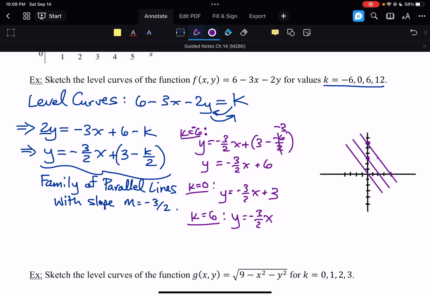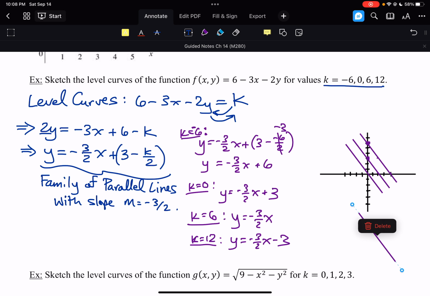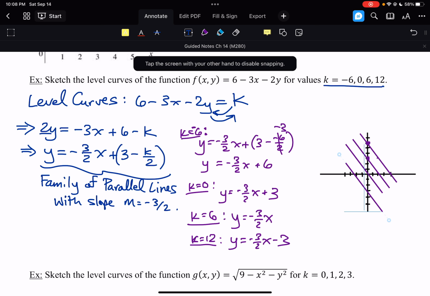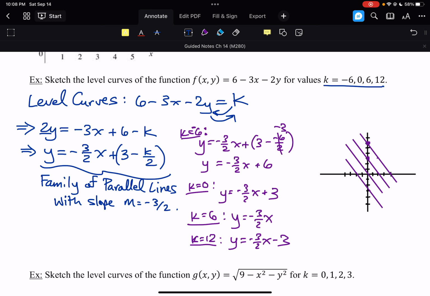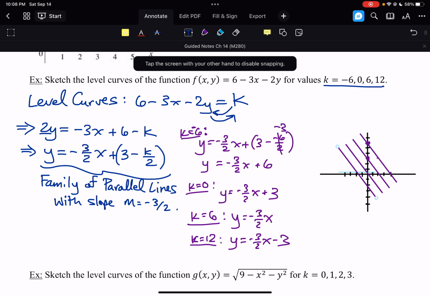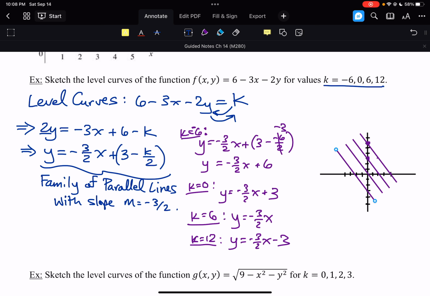And then lastly, when k equals 12, that's going to give us 12/2 is 6. 3 minus 6 is negative 3. So we get y equals negative 3/2 x minus 3. So we get the same line, shifted down another 3 units, right about there. Close enough.